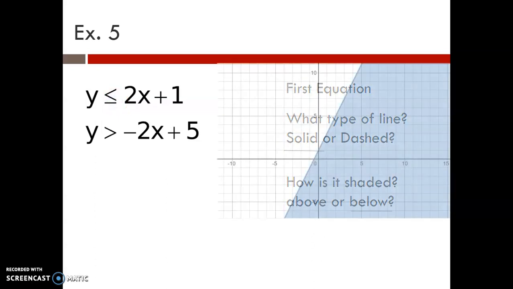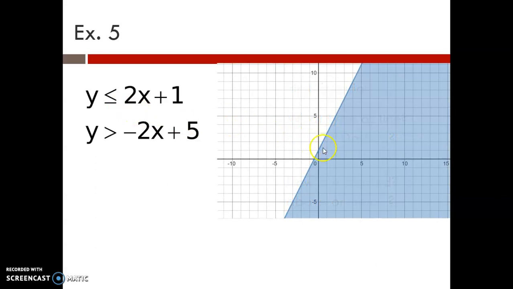So when we graph this, it's going to look like this. We see we've got the positive 1 for the y-intercept, and we've got an increasing slope of 2 over 1. So from the 1, it's going up 2 and over 1, rising 2 and over 1.